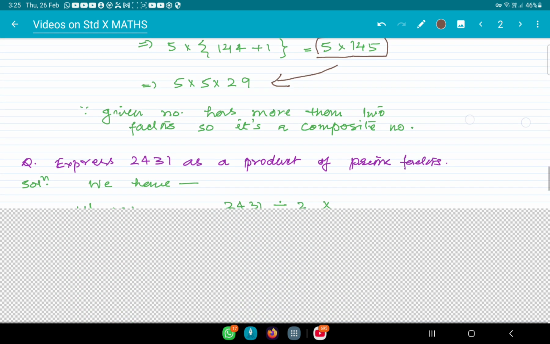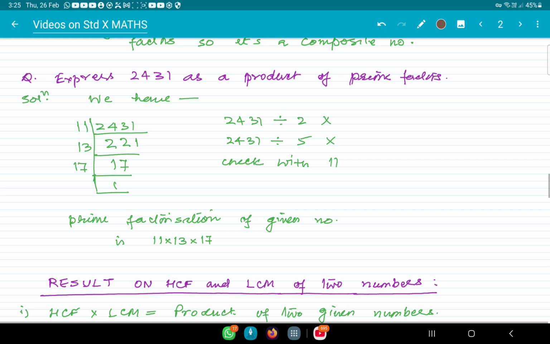Okay. Next question, express 2431 as a product of prime factors. So just work with prime numbers. Here you are seeing that 2431 can be factorized by 11, 13 and 17, because we have already seen that by looking at this number we can say that it is not divisible by 2, it is not divisible by 5, and other numbers also.